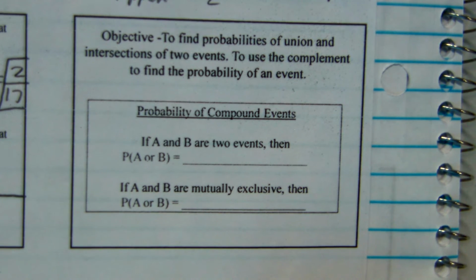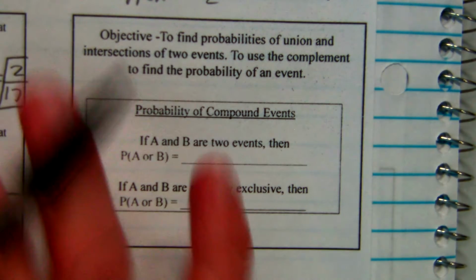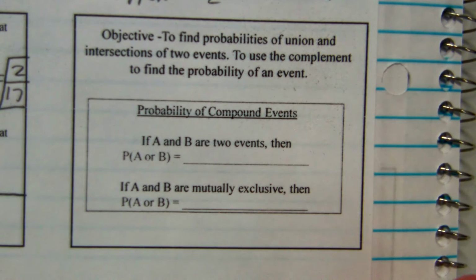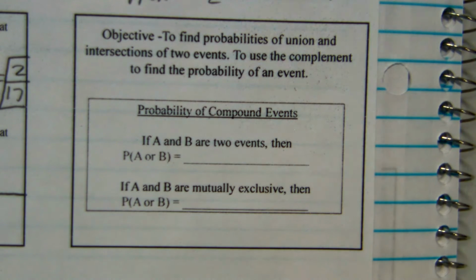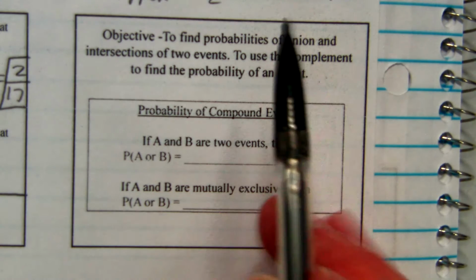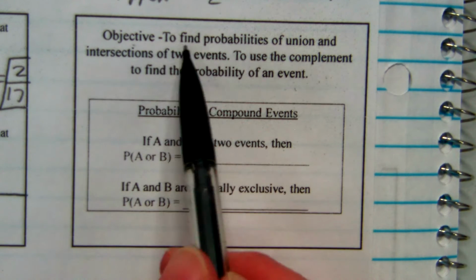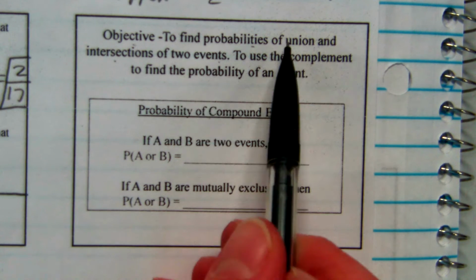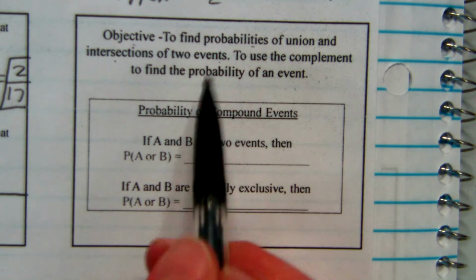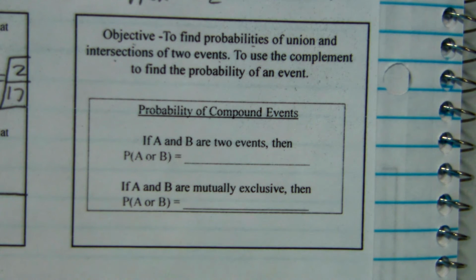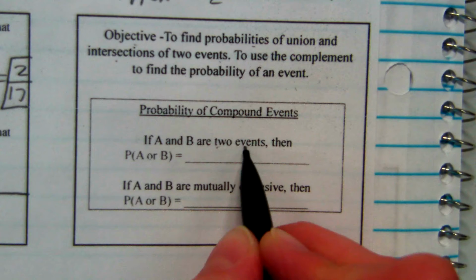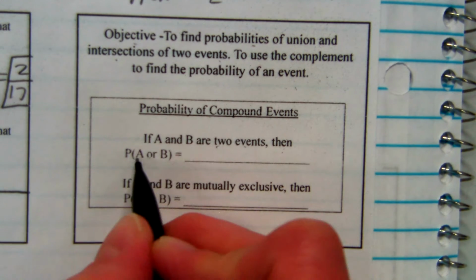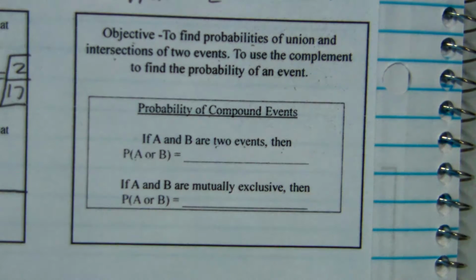All right, so let's look at the next part of this. So this was just kind of how we can use some things we already know. Now we're going to get into the real heart of what I want to cover today. It says our objective is to find probabilities of unions and intersections of 2 events. We're only going to do unions today, and use the complement to find the probability of an event. So if A and B are 2 events, then the probability of A or B happening works like this.